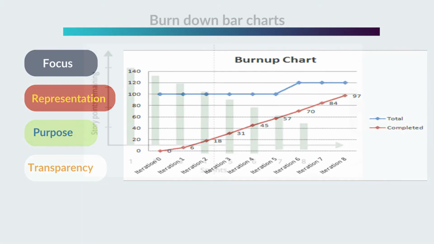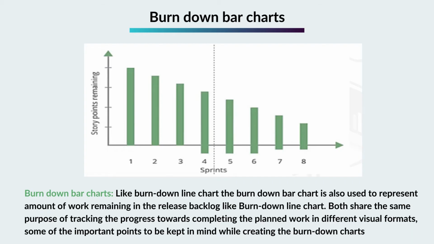Burn-down bar charts. Like the burn-down line chart, the burn-down bar chart is also used to represent the amount of work remaining in the release backlog. Both share the same purpose of tracking the progress towards completing the planned work in different visual formats. Some of the important points to be kept in mind while creating the burn-down charts.